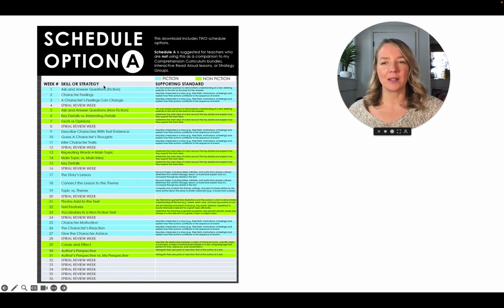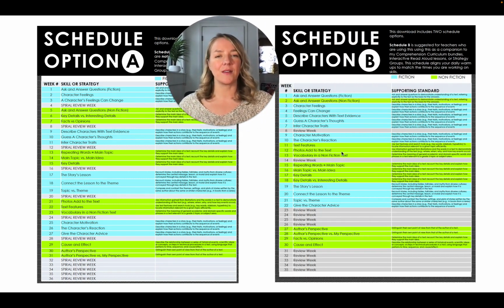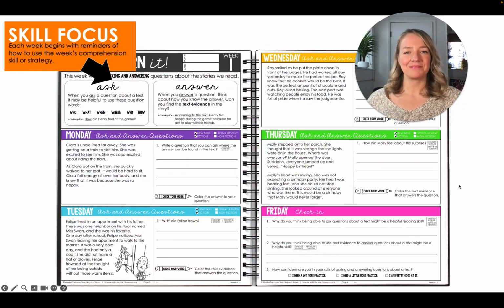If you look in the blue, these are fiction lessons followed by a spiral review, nonfiction, spiral review, nonfiction, just following a simple pattern. Schedule B looks just a little different. This is following the pattern that I have in my curriculum scope and sequence. So when you open up your file, you'll see every week is kind of following the same patterns.